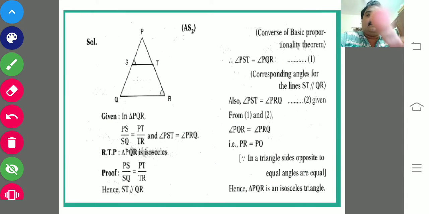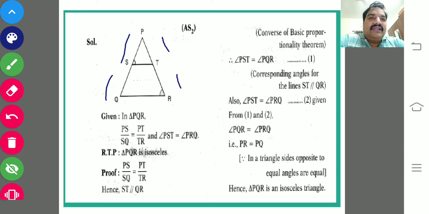Yeah. So this is the problem. As usual, in examination, you have to write very clearly, step by step. So once again, we would like to review: in triangle PQR, what is given is that PS by PQ equals PT by TR, and also given that angle PST equals angle PRQ. These two are equal. It is given that.